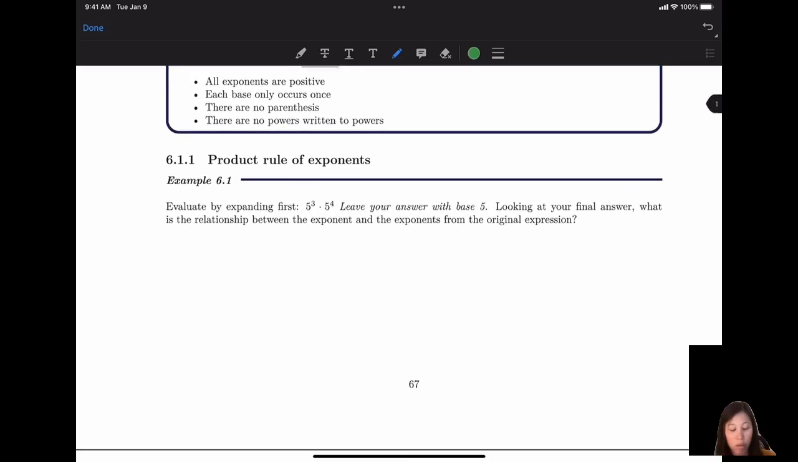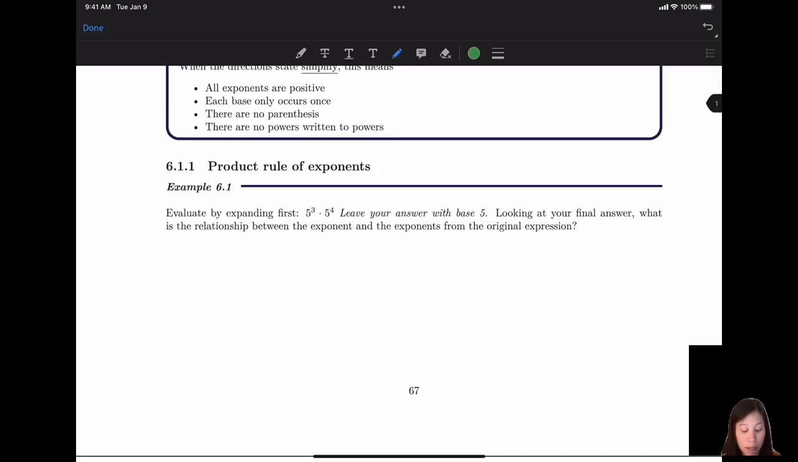Okay, so the product rule. Evaluate by expanding first 5 to the third and 5 to the fourth power. Leave your answer with base 5. Looking at your final answer, what is the relationship between the exponent and the exponents from the original expression? So now let's take a look.